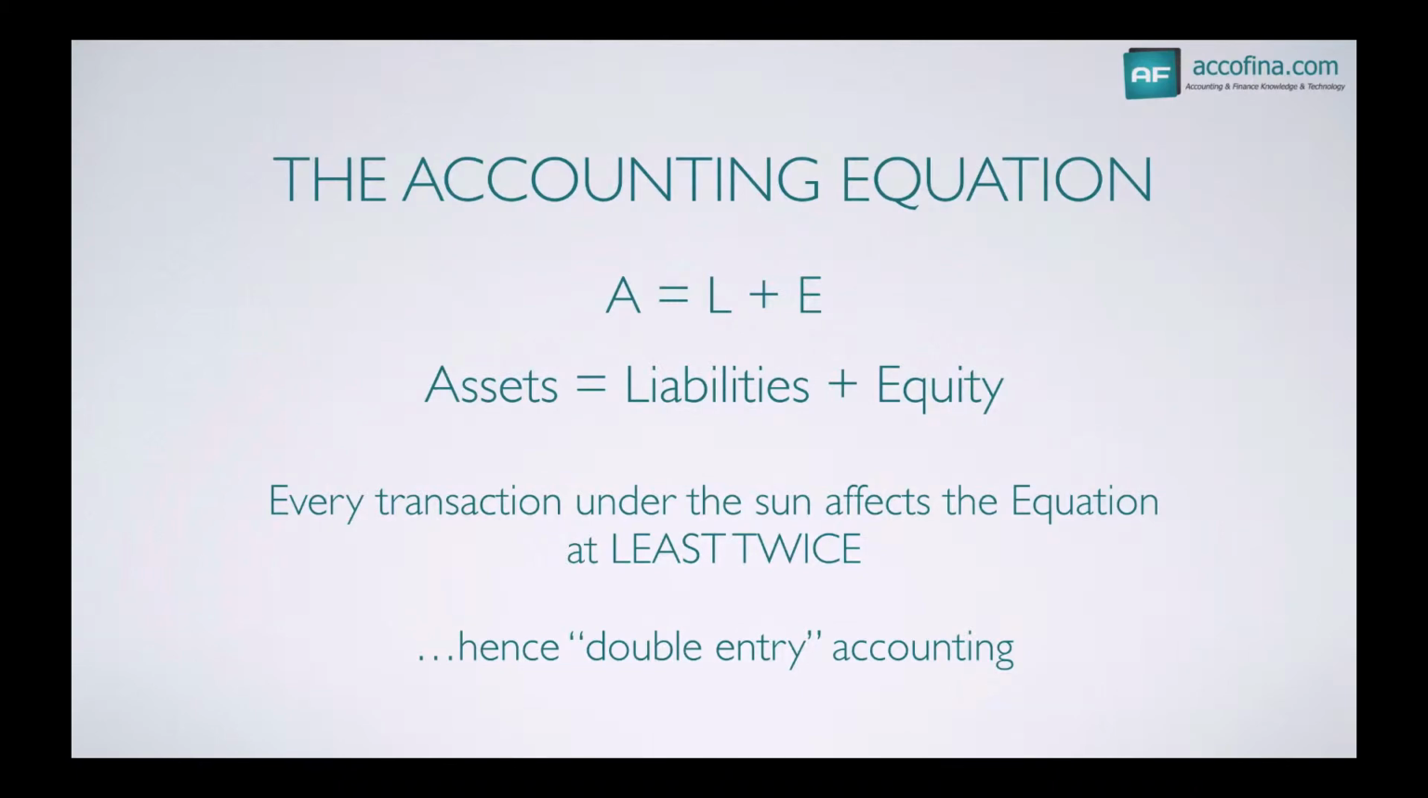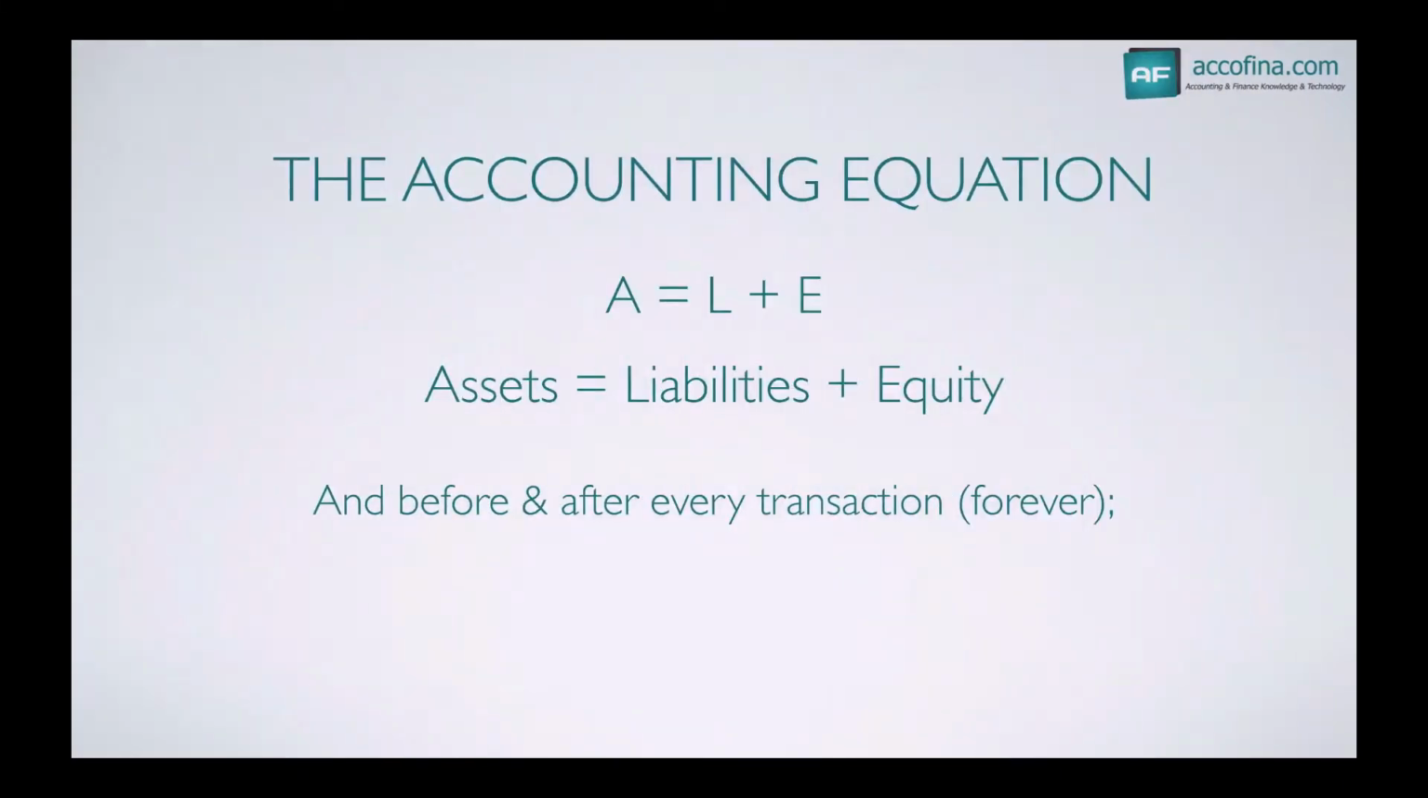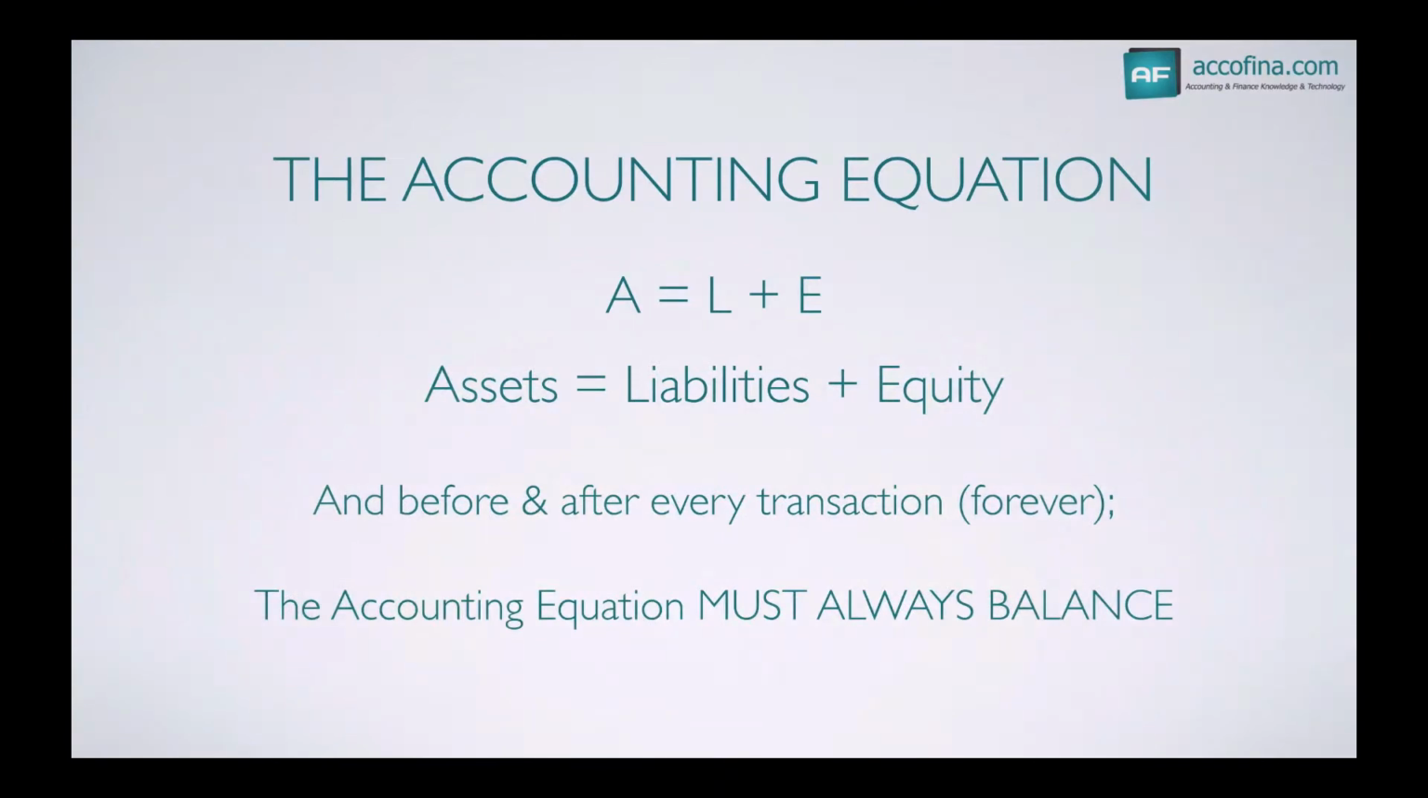And if you think about it, every transaction under the sun affects the accounting equation at least twice. And this is why it's called double entry accounting. So before every transaction and after every transaction, forever now and forever will be, the accounting equation must balance.